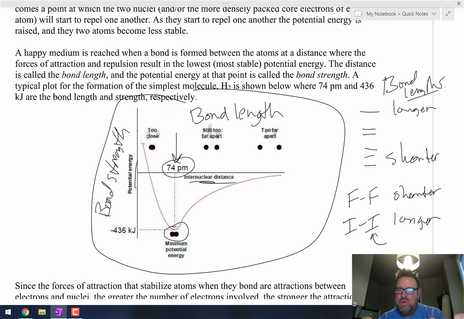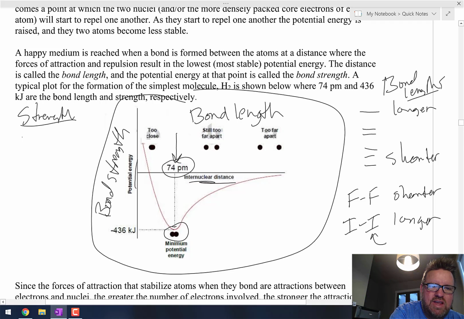Remember, the bond length really isn't the length of the bond, it's the distance between the two nuclei. So in I2, of course, you're going to have much more distance between the two nuclei than you would in F2, because fluorine is a smaller atom than iodine is. And then in terms of bond strength, again, same thing.